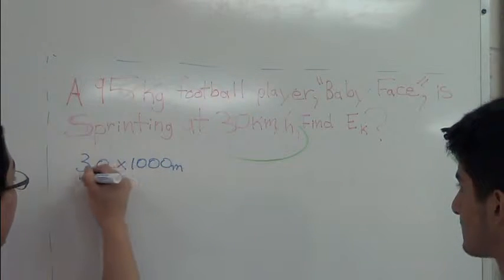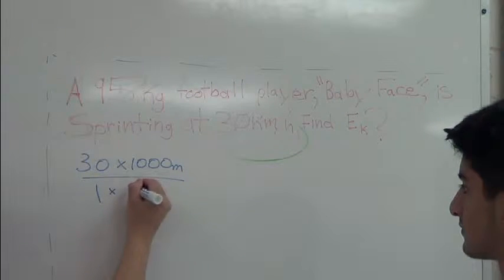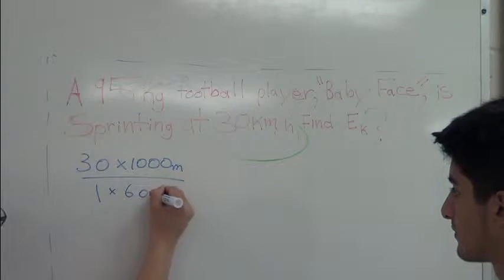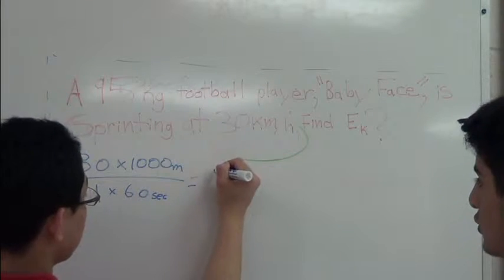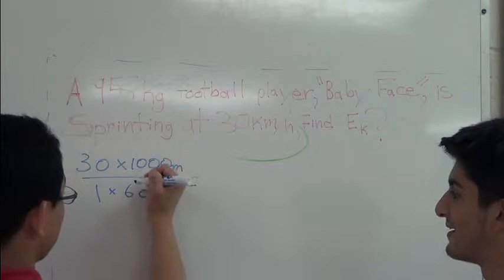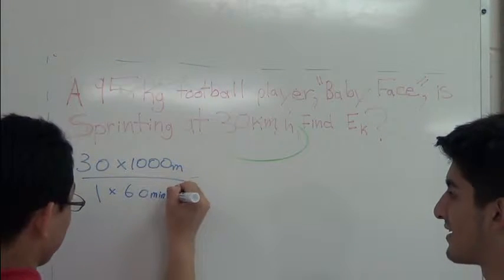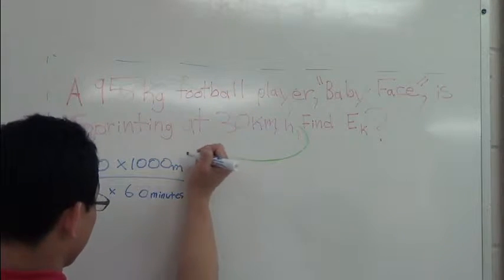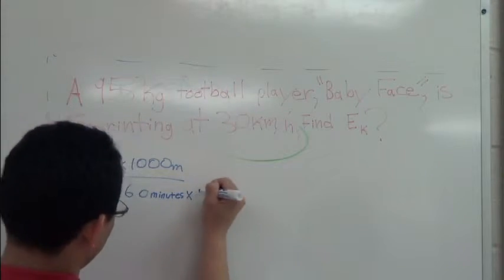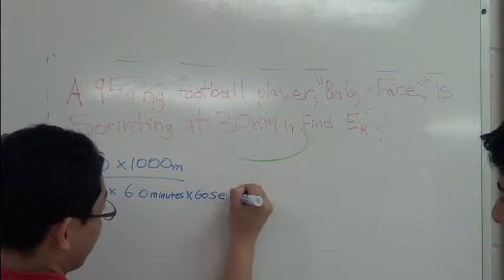And an hour is the same as 60 minutes. Oh yes, 60 minutes times 60 seconds. So this becomes 30,000 meters, divided by 60 minutes multiplied by 60 seconds.